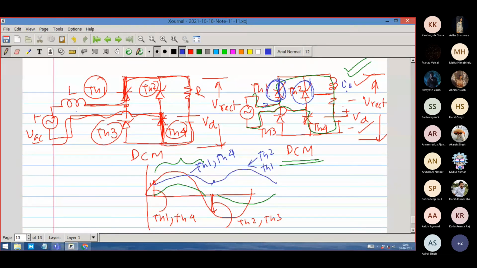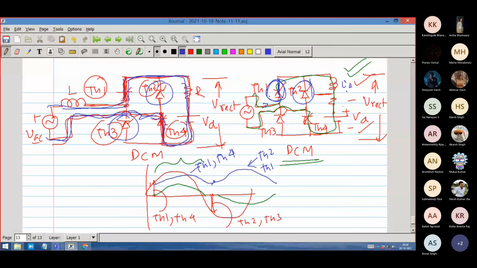So current is continuous, and in the beginning, let us say TH1 and TH4 were conducting. Right? It was conducting like this. TH1, TH4 is conducting. And at an angle, what do we do? At an angle alpha plus 180 degrees, we fire TH2 and TH3, hoping that TH1 and TH4 will turn off. But will TH1 and TH4 turn off? Why will it turn off? What causes it to turn off?